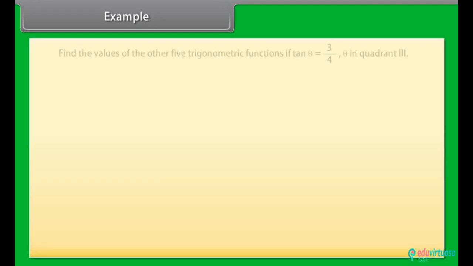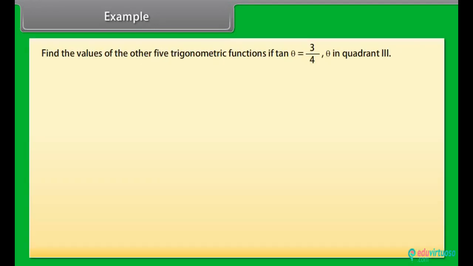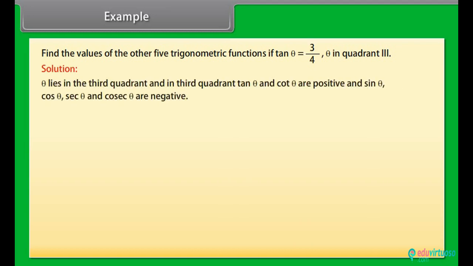Example. Find the values of the other 5 trigonometric functions if tan of theta is equal to 3 by 4, theta in quadrant 3. Solution. Theta lies in the third quadrant, and in the third quadrant, tan theta and cot theta are positive, and sin theta, cos theta, sec theta and cosec theta are negative. Tan of theta is equal to 3 by 4. This implies that cot of theta is equal to 1 by tan of theta is equal to 4 by 3.